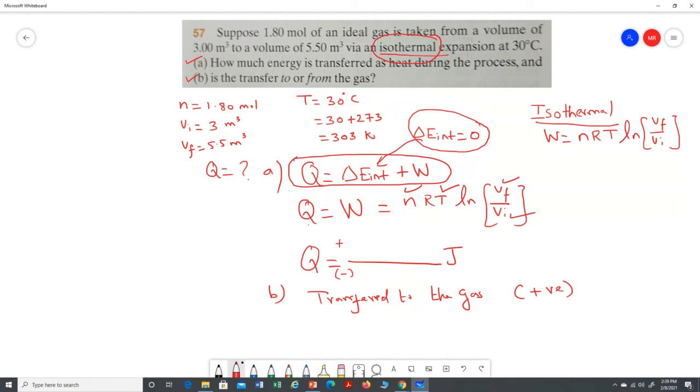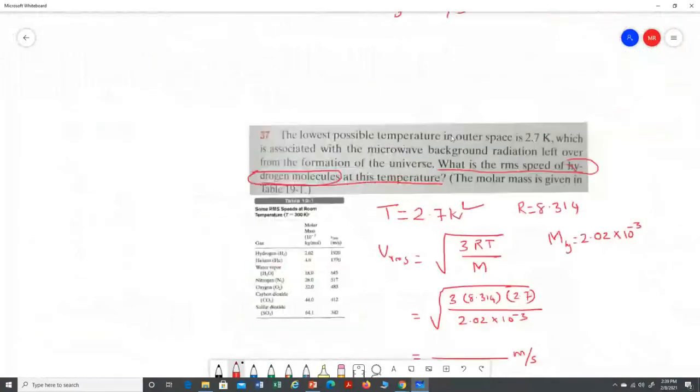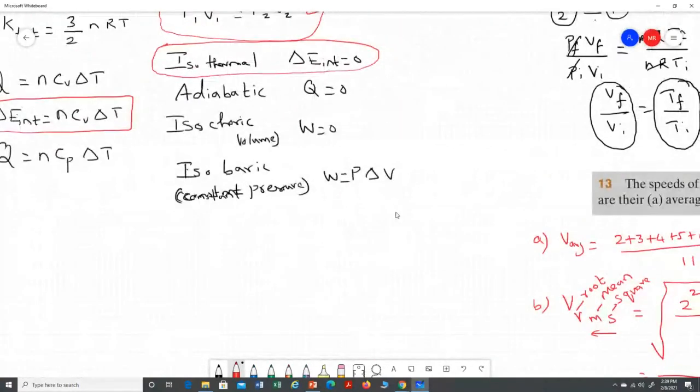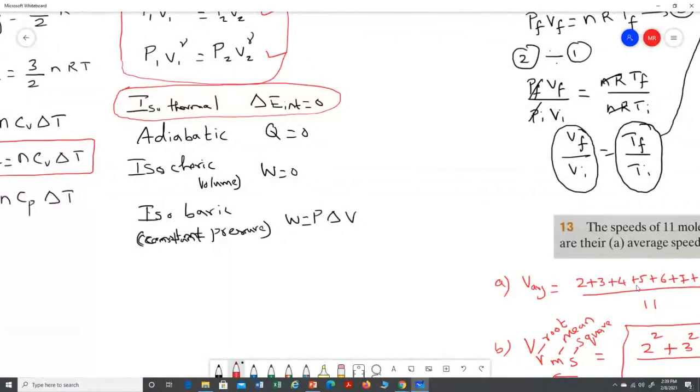Okay. Doctor, thank you. Clear? My dear, I wrote all these things here. You can see here what is the case for isothermal. Internal energy is equal to 0. Am I right? What is the case for adiabatic? Q equal to 0. What is the case for constant volume, that means isochoric? Your work done is 0. Am I right? And what is the condition for constant pressure? This will be the condition.